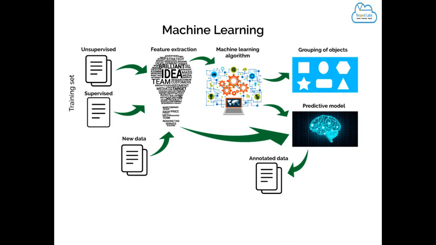Whether we are following an unsupervised algorithm or a supervised learning algorithm, what we are trying to do is extract features. Feature extraction is a very important concept in machine learning. So what is feature extraction? Feature extraction is a method which involves keeping only the needed data and removing the unwanted data.